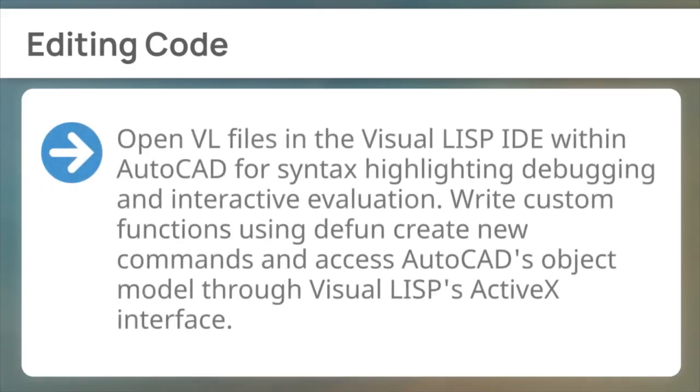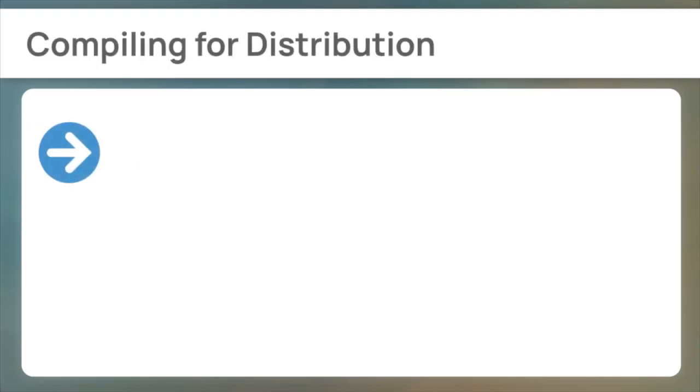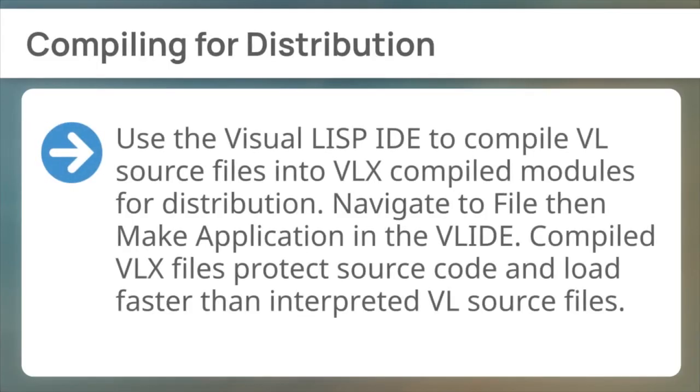Next, editing code. Open VL files in the Visual LISP IDE within AutoCAD for syntax highlighting, debugging, and interactive evaluation. Write custom functions using defun, create new commands, and access AutoCAD's object model through Visual LISP's ActiveX interface. Finally, compiling for distribution. Use the Visual LISP IDE to compile VL source files into VLX compiled modules for distribution. Navigate to File, then Make Application in the VLIDE. Compiled VLX files protect source code and load faster than interpreted VL source files.